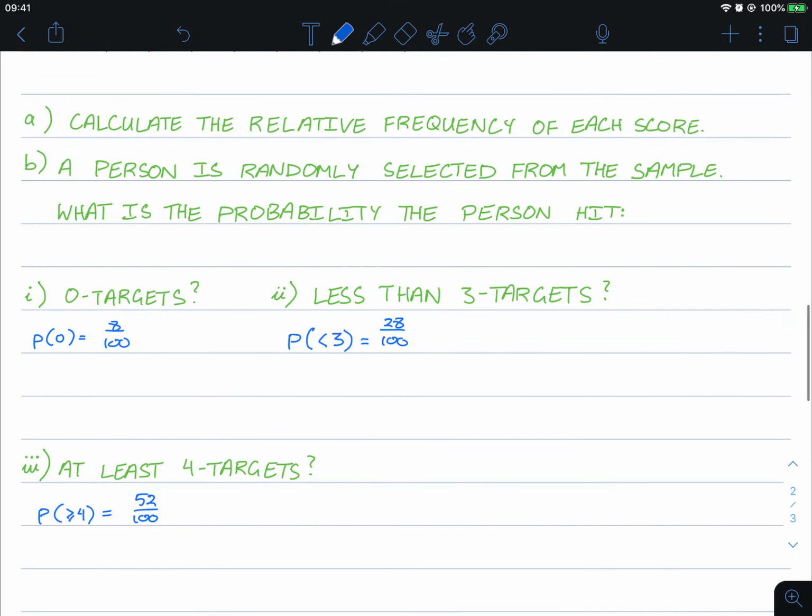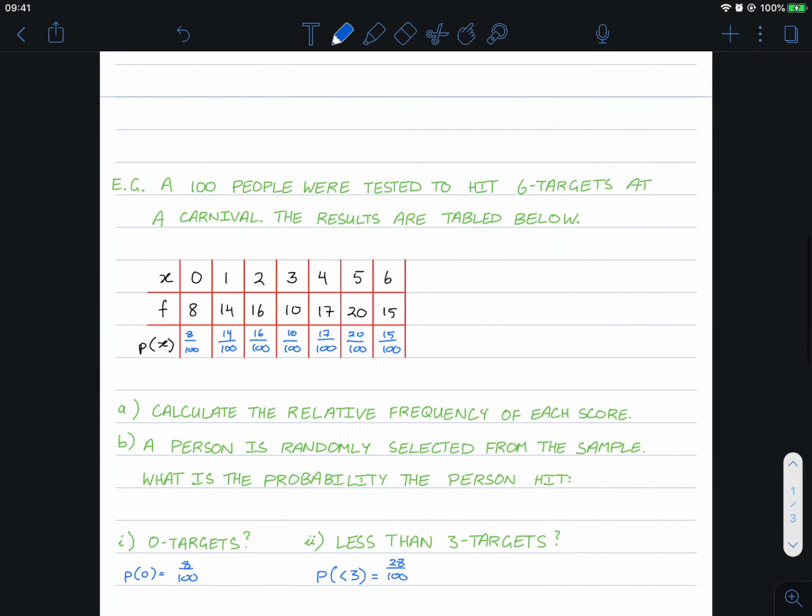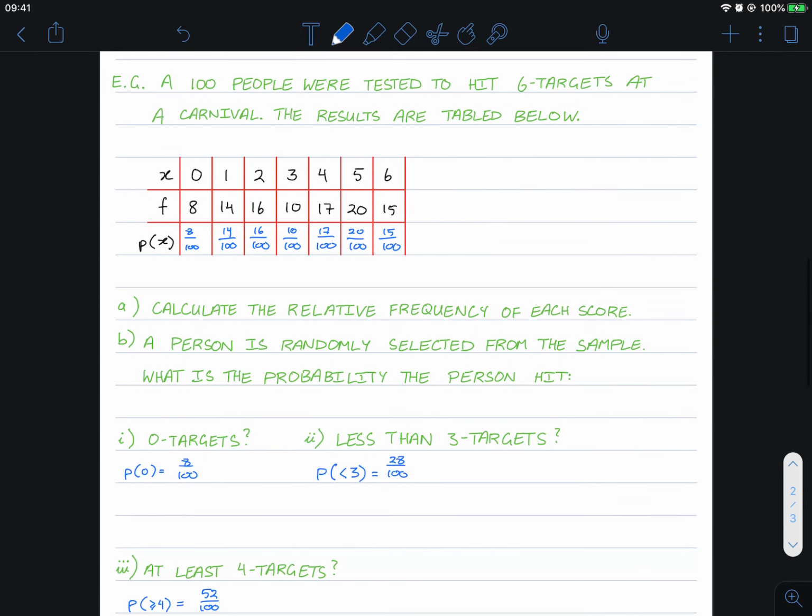Hopefully that was very nice and straightforward, because that's all there is to it when it comes to relative probability.